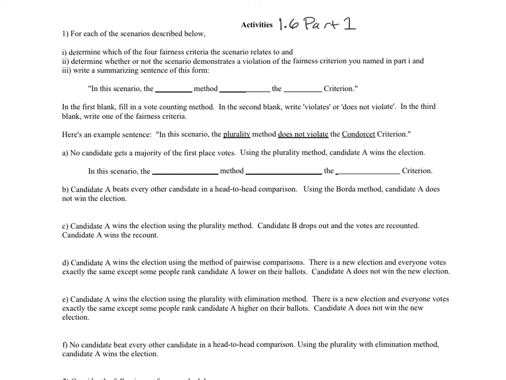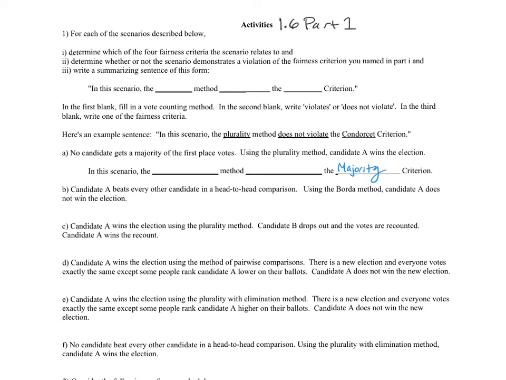Okay, so for part A, no candidate gets a majority of the first place votes. So we're talking about the majority criterion, right? Because they're using the word majority. So let's put that in. I think they're talking about the majority criterion. Okay, no one got a majority. Using the plurality method, candidate A wins the election.